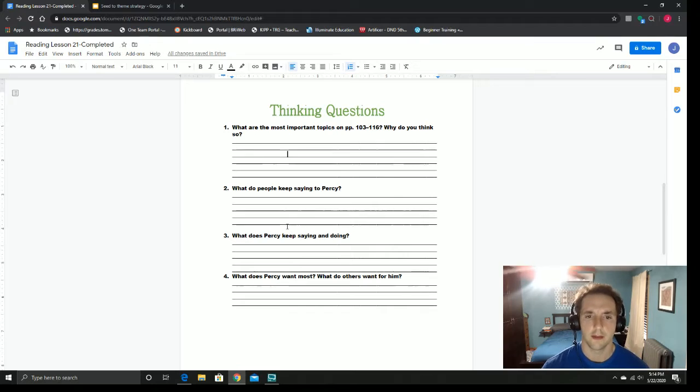So in these chapters, or specifically pages 103 to 116, what do people keep saying to Percy, and what does Percy keep saying, and what does he keep doing? Okay, so take a few minutes, go back into your text, scan through, find the things that he keeps saying and doing. And once we find those things, I think we can take them and then find out what the most important topics are. So pause the video, go ahead and do that on your own for a few moments.